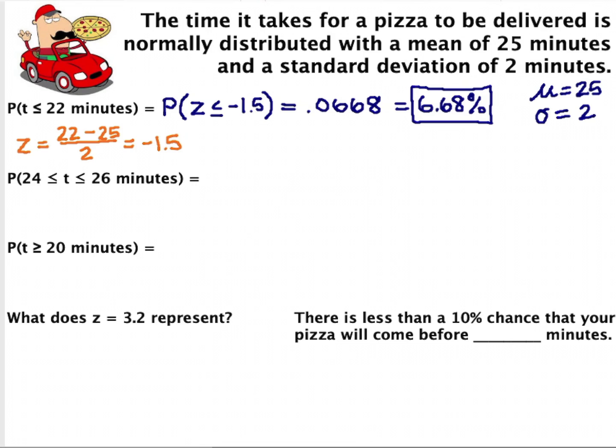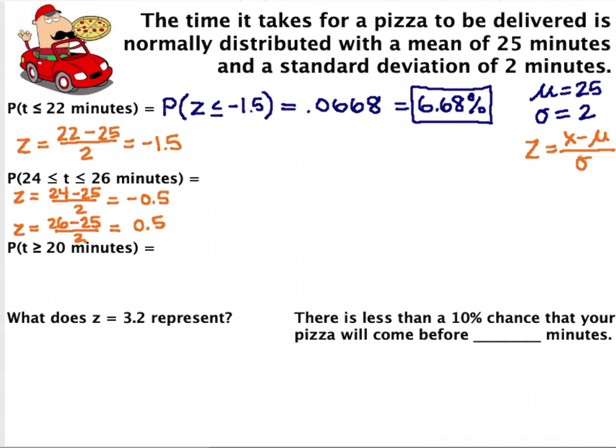So we're going to need 2 z-scores here. One for the 24 and one for the 26. Remember, I'm just using that z-score equals x minus mu divided by sigma. There's no table for the 24 and the 26 because those are time values. But if we convert that over to z values, z-scores, then we'll be able to use the table to find that.